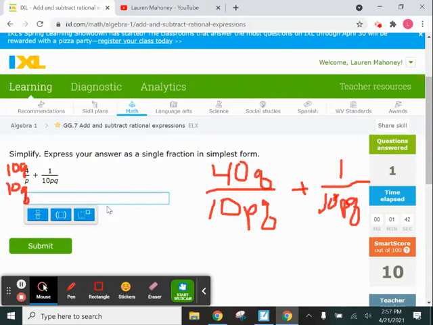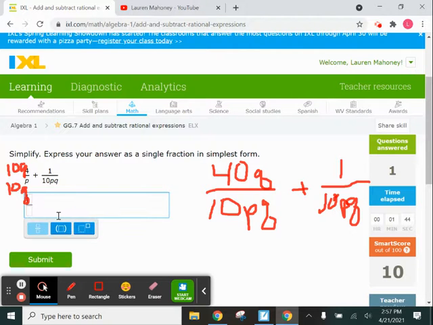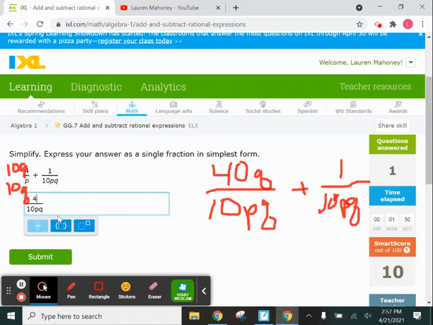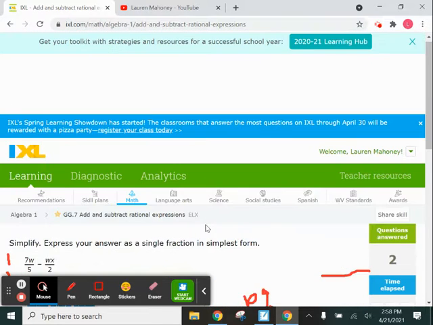Now I can go ahead and put my tops together. The bottom you would just write once. So I put my fraction in the bottom. I'm going to put the 10PQ. In the top, I have my 40Q and then +1. You can't reduce or do anything with this because there's no factors in the bottom that match the top. And that was your final answer.